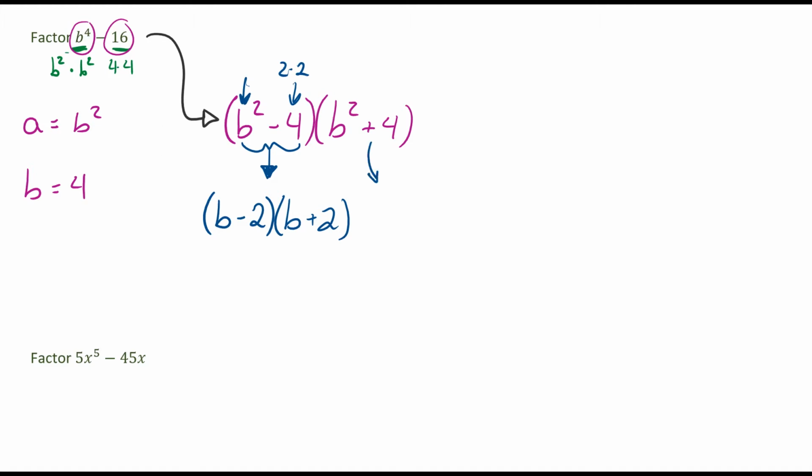And then, don't forget about this factor, b squared plus 4. That still tags along with it. So this is the fully factored version.